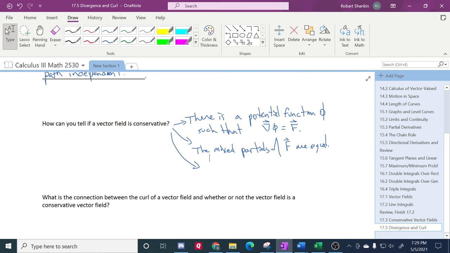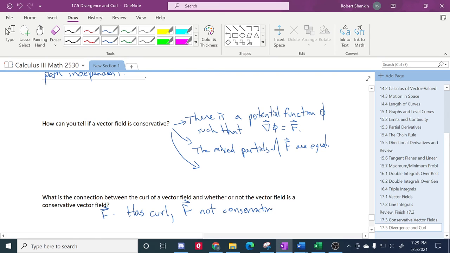And let me open the floor. Anybody see anything in their group chat that might be an answer to this? So I guess that if it has curl, it's not conservative. Ah, if F has curl, F is not conservative.